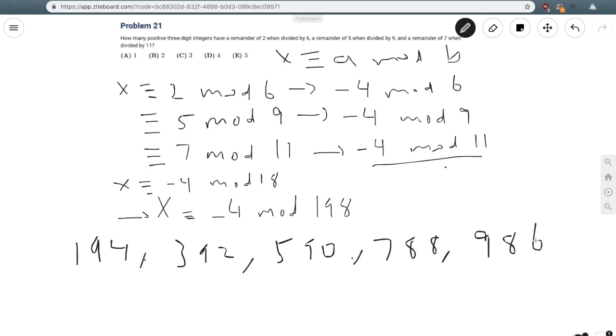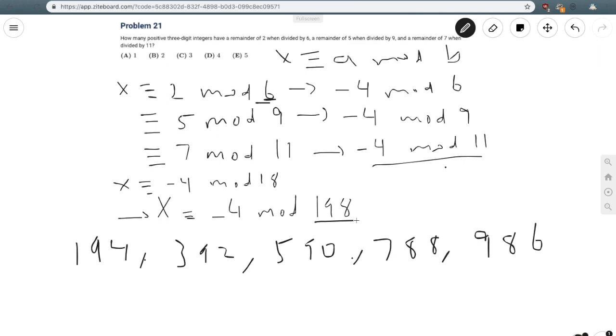Now you may be wondering how we get these numbers. I'll give you a minute, or just pause and think about this. And once you're ready, just click play. Okay, so the way we get these numbers is, as I said in the beginning of this video, the remainder will remain the same no matter how many times I add the modulus. So I can add the number 198 as many times as I want to x, and its remainder will always be negative 4.